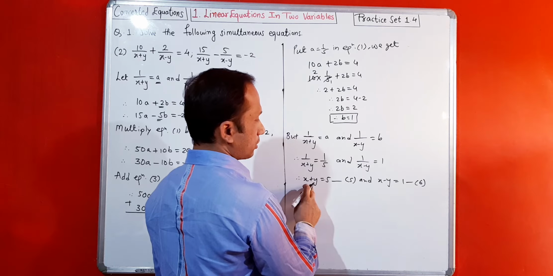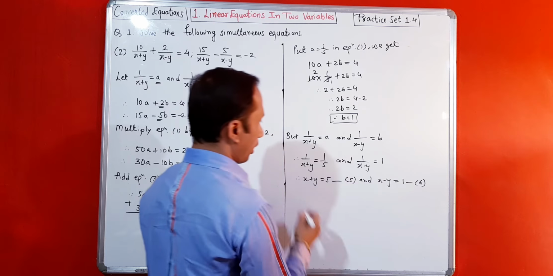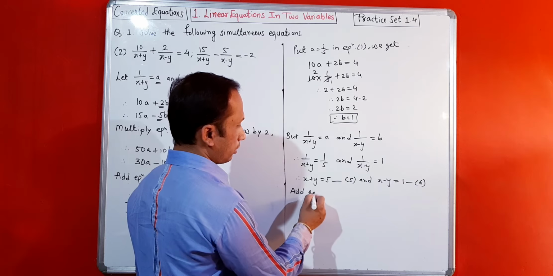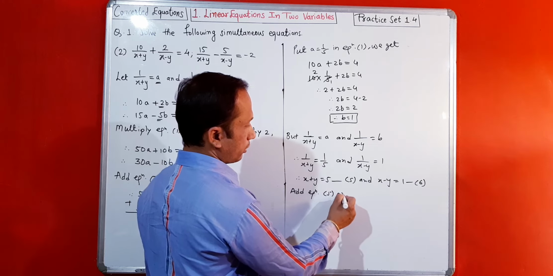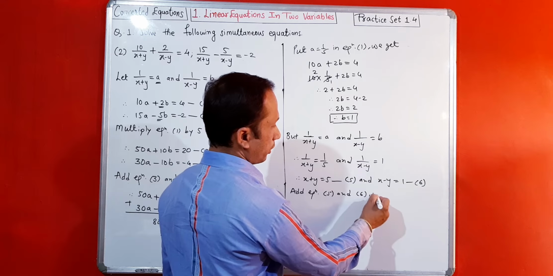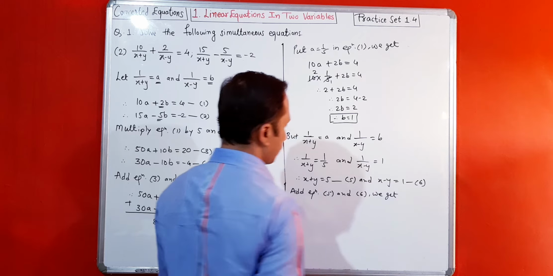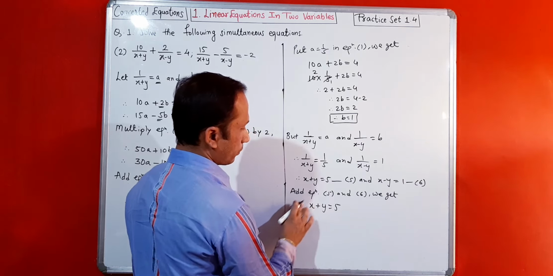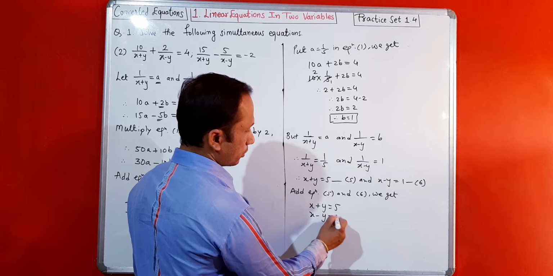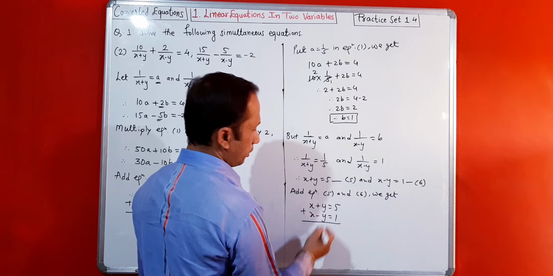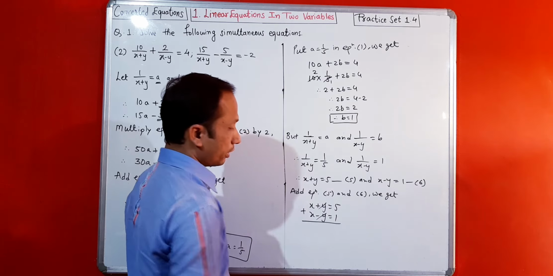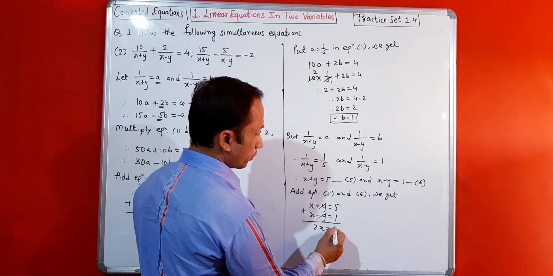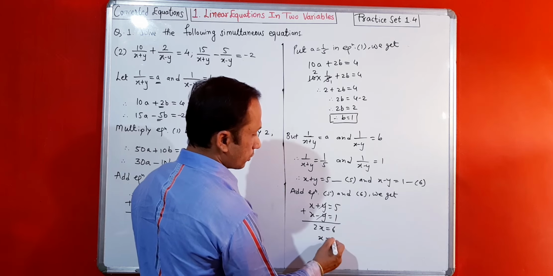Now see, x plus y and x minus y. So add equation 5 and 6. I have limited space, but you do it properly. Therefore x plus y is equal to 5 and x minus y is equal to 1. Plus sign is there. Plus y and minus y get cancelled. 2x is equal to 6. Therefore x is equal to 3.